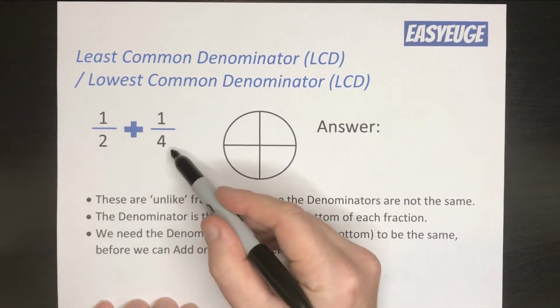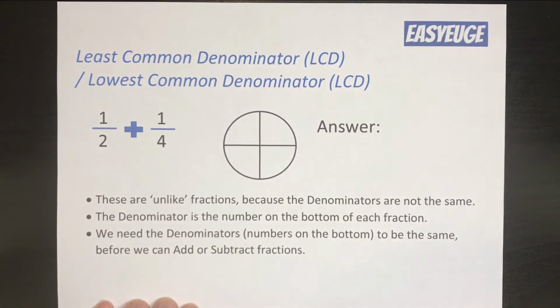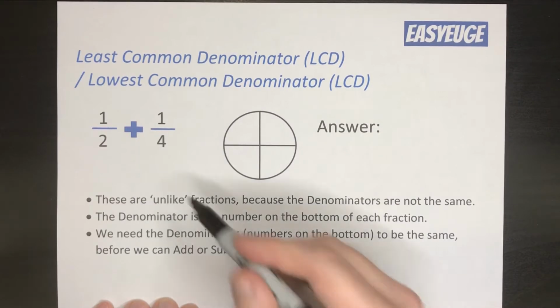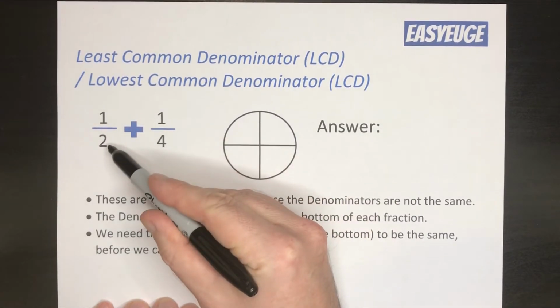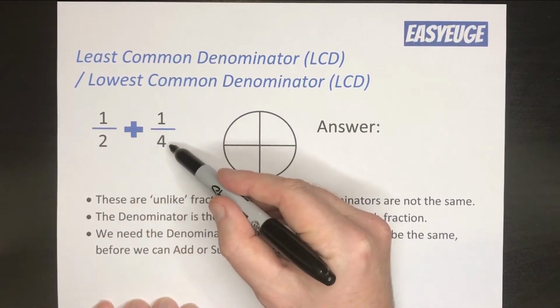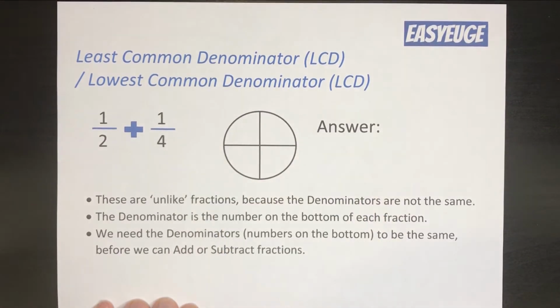because the denominator is different. It's not like. So the denominator is the number on the bottom of each fraction. So that's a denominator there of 2 and that's a denominator of 4. And the number on the top is called the numerator. So if we're adding or subtracting, we need the denominators, they're the numbers on the bottom, to be the same before we can do the add or the subtract.